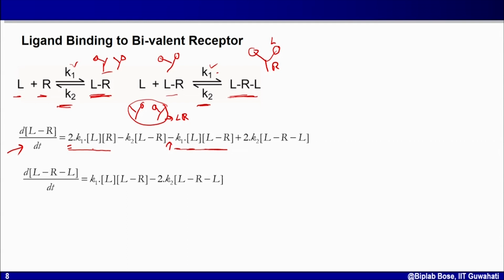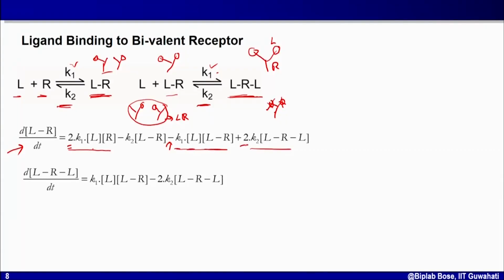Plus, this LRL is breaking down. Now LRL is nothing but like this. Now it can break down where this one will break first, or it can also break down from here. So I have two processes by which I can get back LR from LRL. That's why I have 2 here. So it will be 2 into K2 into LRL, that is the concentration of the second and final complex.